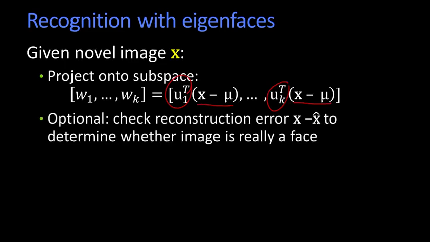By the way, I can then do something that's optional. Suppose I'm not really sure that what you gave me was a face image. Well, what I can do is reconstruct using those coefficients. And now here's the thing.